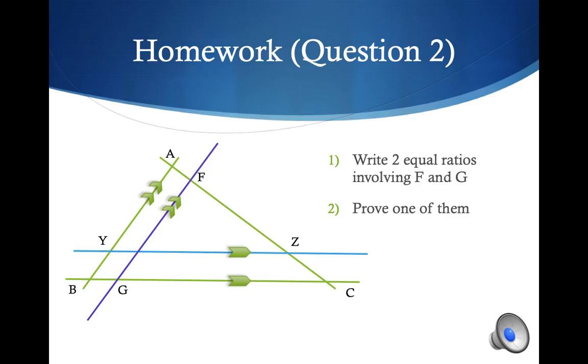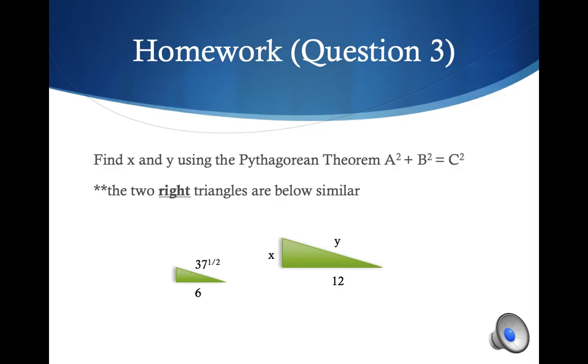Our next question would be if I had line segment FG that was parallel to side AB. Here, you should write 2 equal ratios involving F and G and prove one of them. And finally, for a little review of the Pythagorean theorem, which is a squared plus b squared equals c squared. If you'd like to see the fun fact of the day, look down in the description, it relates to this.